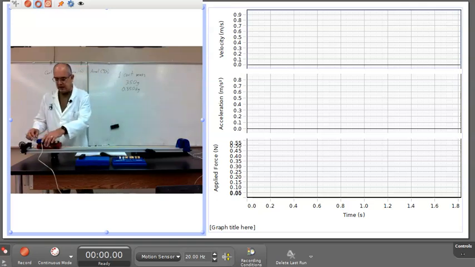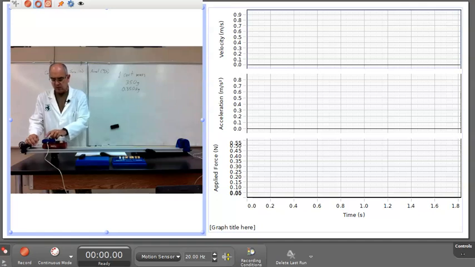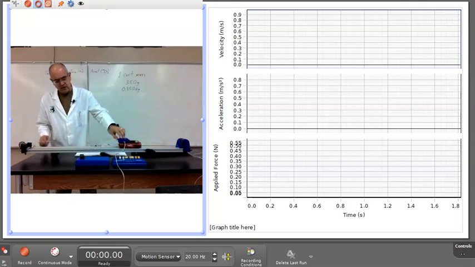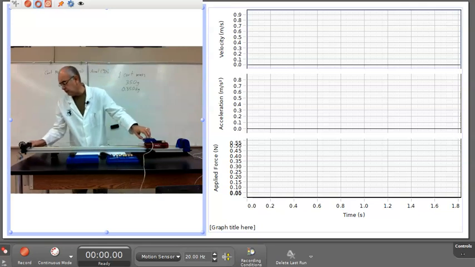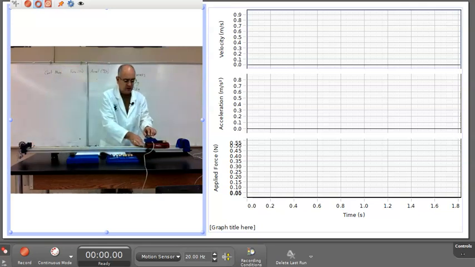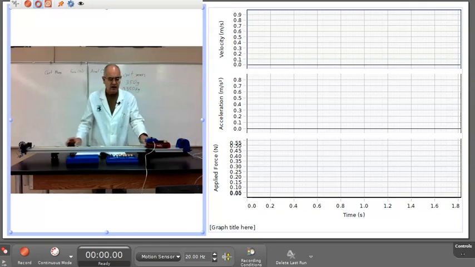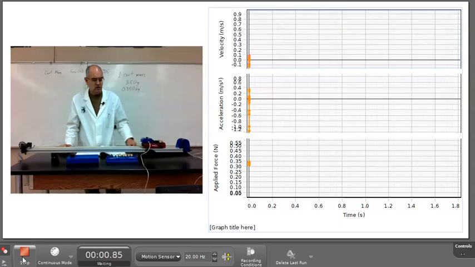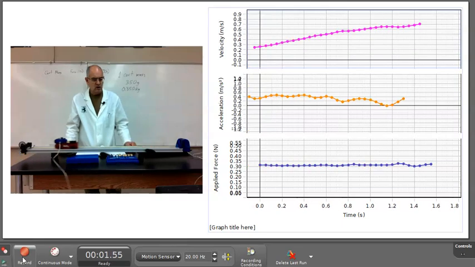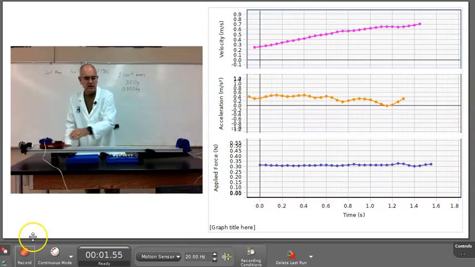So I'm going to pull back here. I'm going to zero the force sensor so that it has no weight on it. Pull this back all the way. And I need to get this out of the way so it doesn't get in the way of the cable. Okay. And again, I've got triggers built on it so that the only thing that's recorded is the cart as it's accelerating. So let's go ahead and do the experiment. Okay, and there's the data right there.